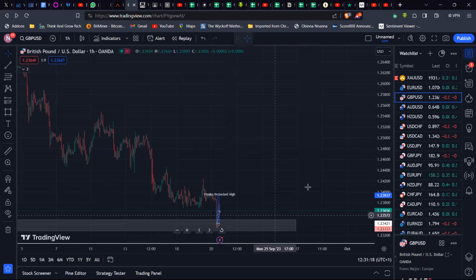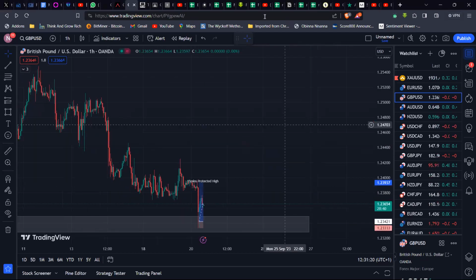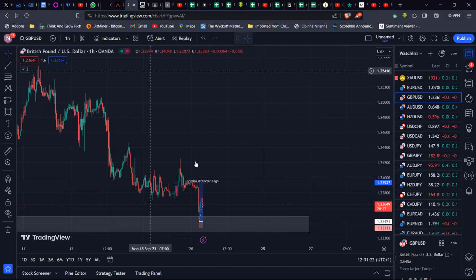Now, on the 1 hour charts, we saw how price came into this area that I'm interested in. Remember, I've been interested in this area for a while.